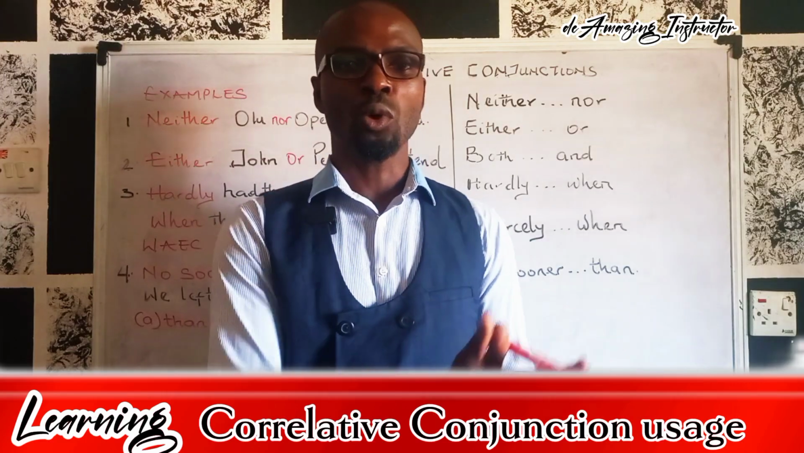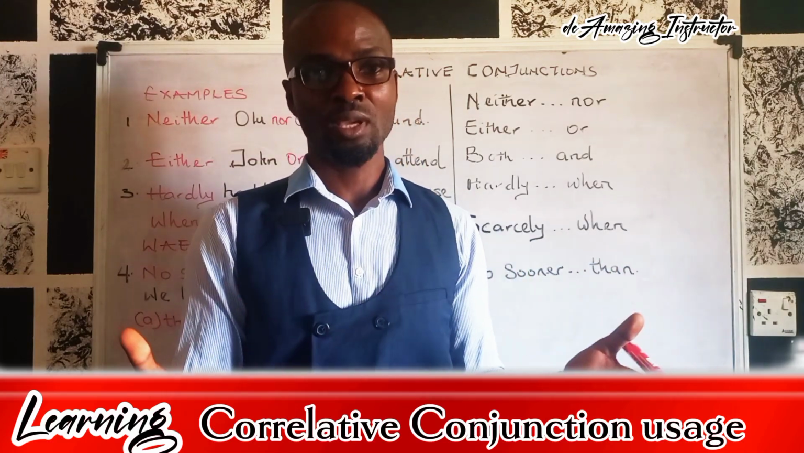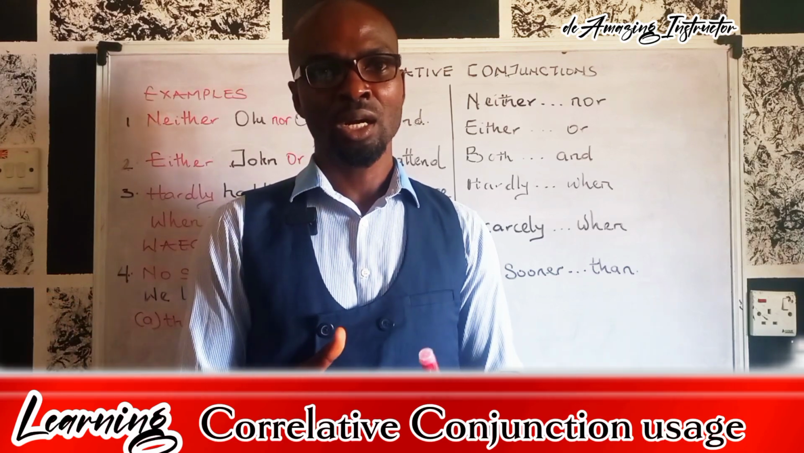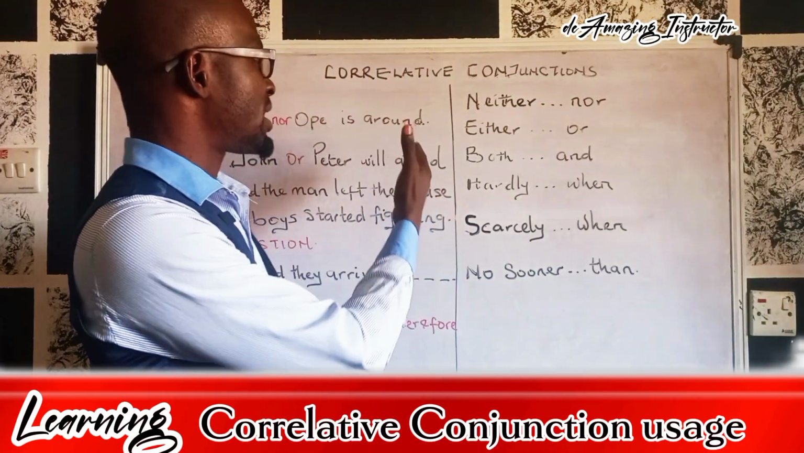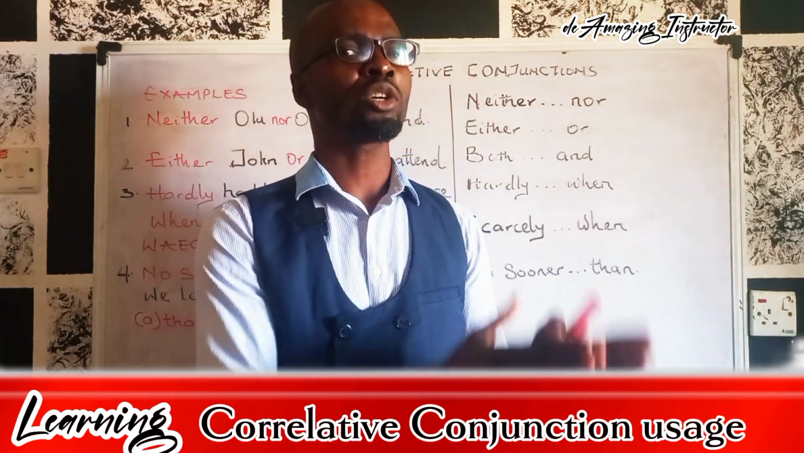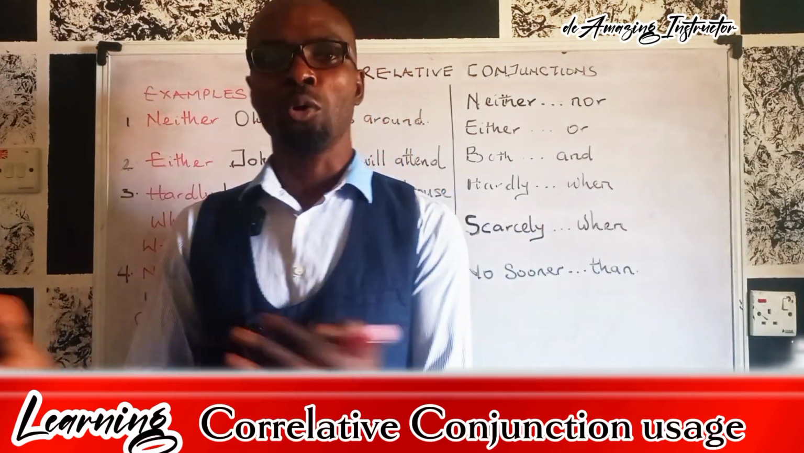Now we've been able to consider what a coordinating conjunction is, and there are just three: and, or, and but. So today we want to consider correlative conjunctions. Correlative conjunctions are conjunctions or words that join pairs of words together.